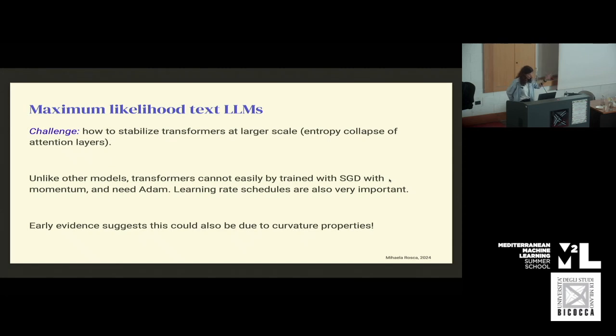It means that you train your attention layer, and what happens is that instead of the model attending to your entire context, it just attends to like one bit of it. And this problem is often solved with a bunch of tricks, but what we also observe is that you cannot easily train transformers with SGD with momentum, and you often need Adam. Some early evidence suggests that this could also be due to some curvature properties of LLMs.